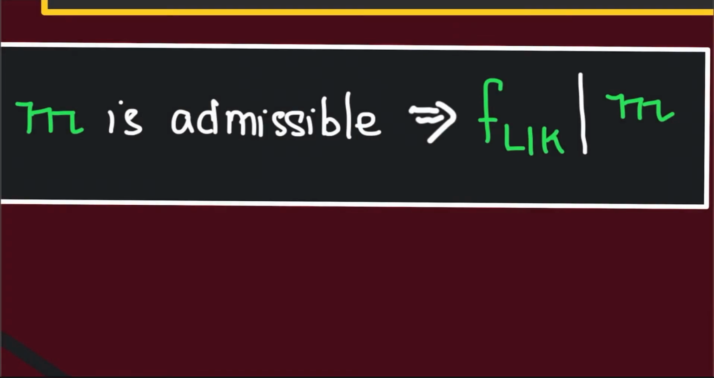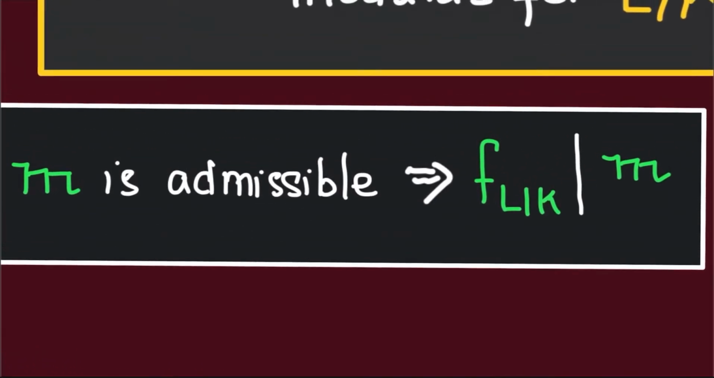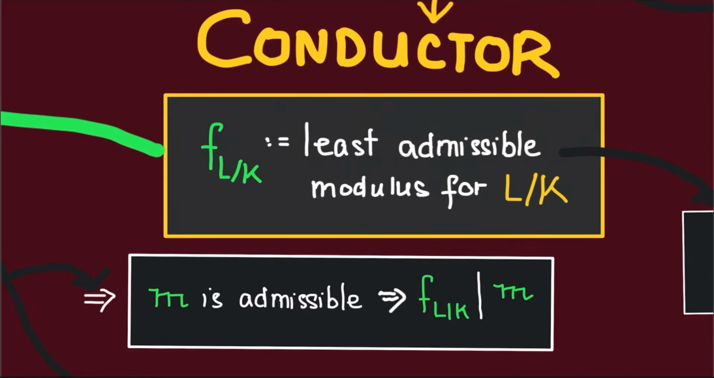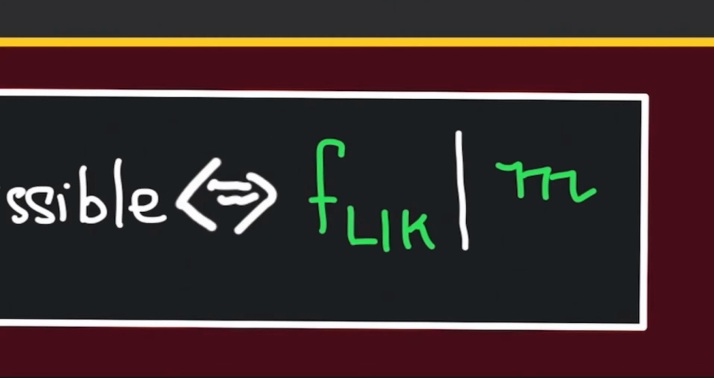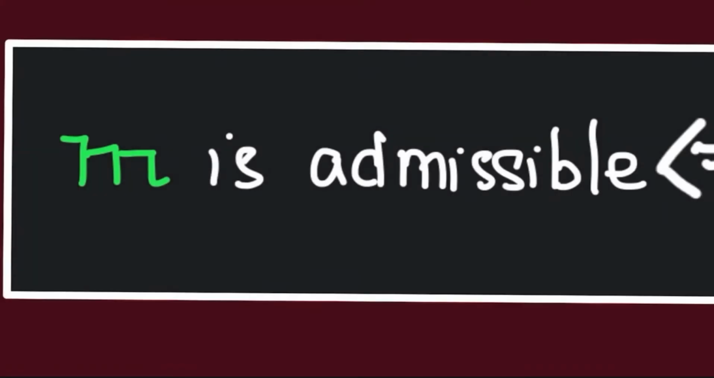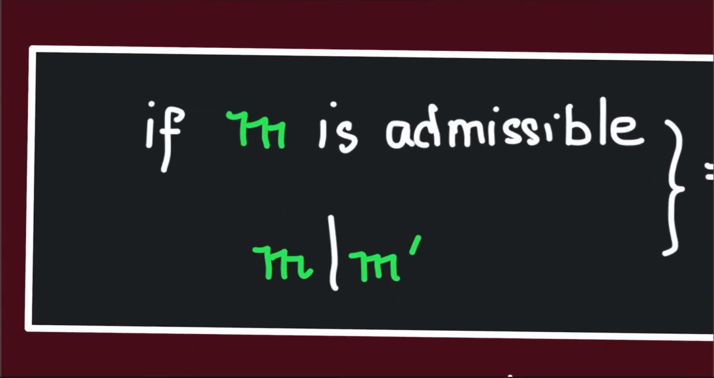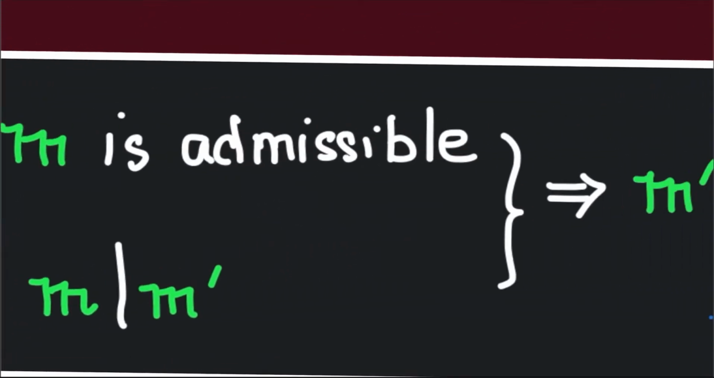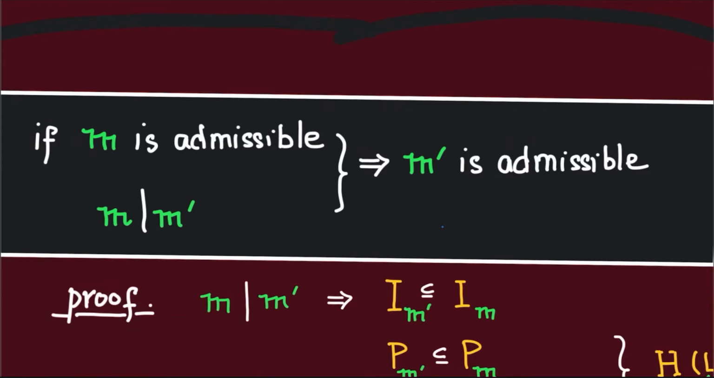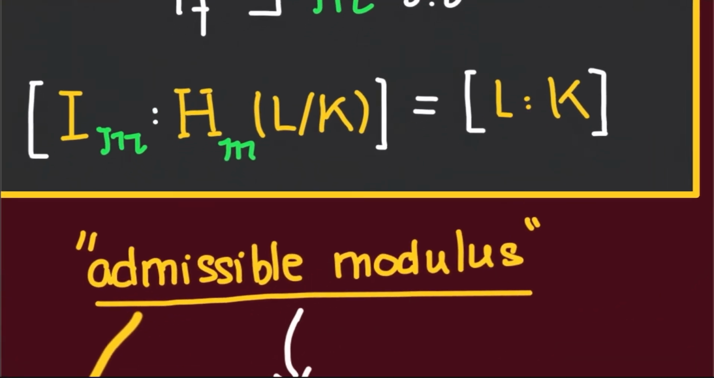In this terminology, our previous discussion can be rephrased as follows. The conductor should divide all admissible moduli of L over K. In other words, it's the least admissible modulus of L over K. Now it turns out that the converse is also true. That is, if the conductor of L over K divides the modulus m, then actually m is an admissible modulus of L over K. More generally, if a modulus m prime is divisible by some admissible modulus m, then m prime itself must be admissible. To see why this is the case, we need another characterization of admissible modulus.